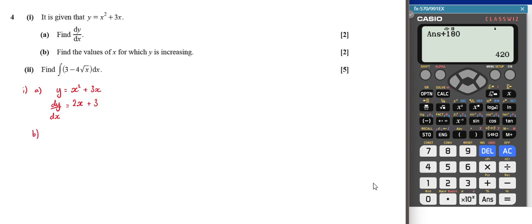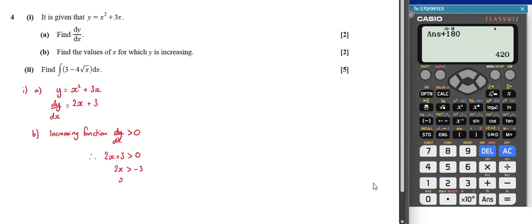Find the values of x for which y is increasing. Well, an increasing function means that I have a positive gradient. So that means increasing functions are when dy by dx is greater than 0. We have an expression for dy by dx, so therefore 2x plus 3 is greater than 0. 2x is greater than minus 3, so x is greater than minus 3 over 2. And all values of x greater than minus 3 over 2 will be increasing.